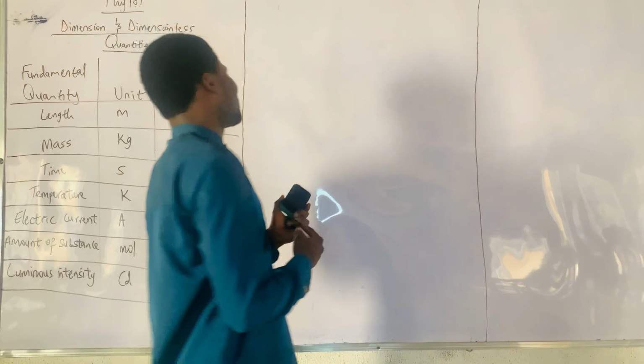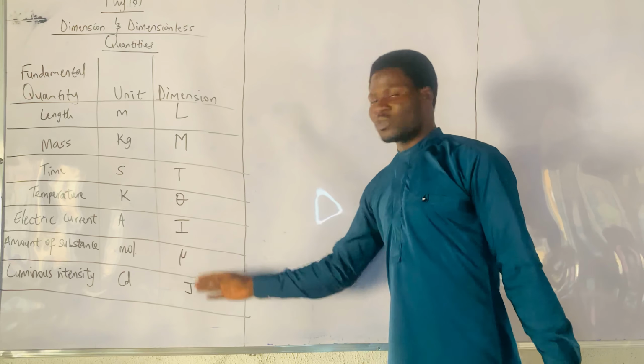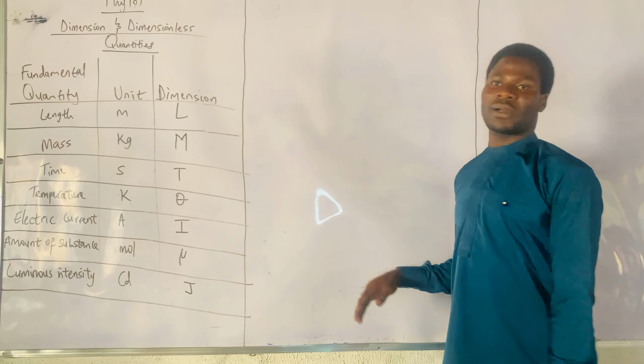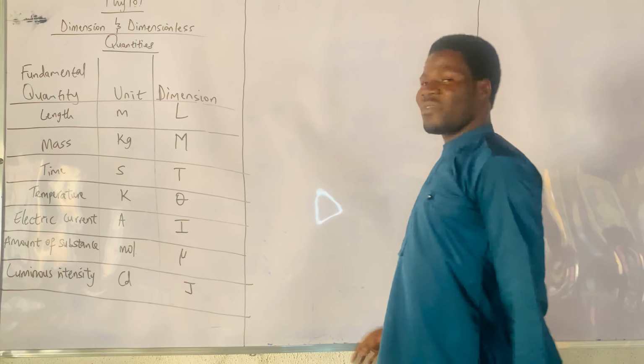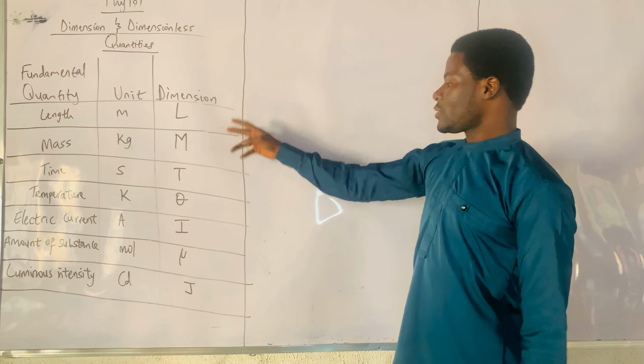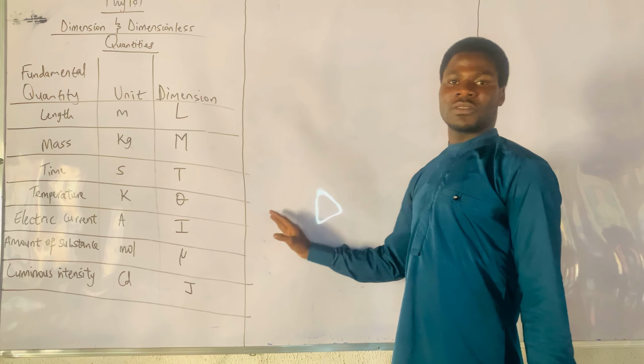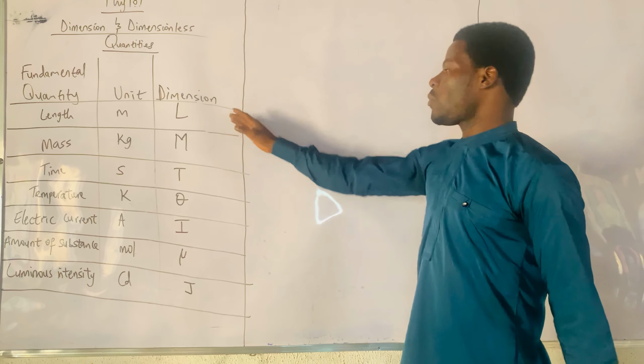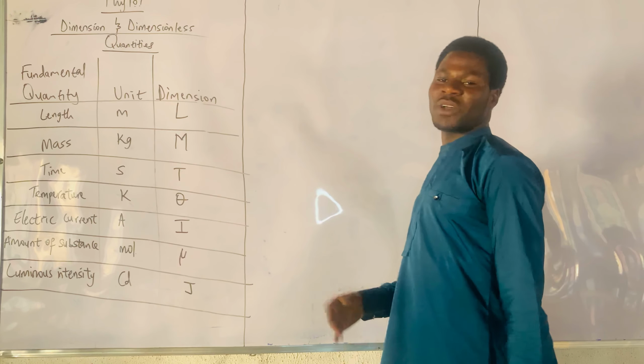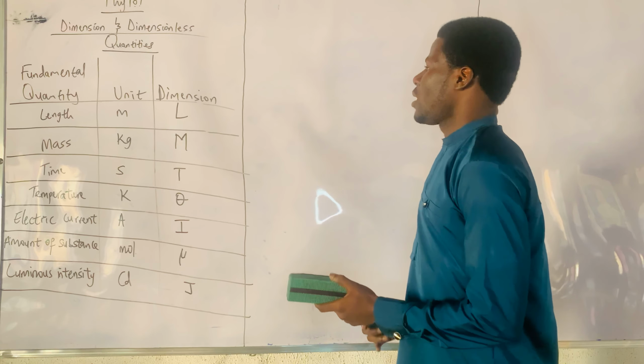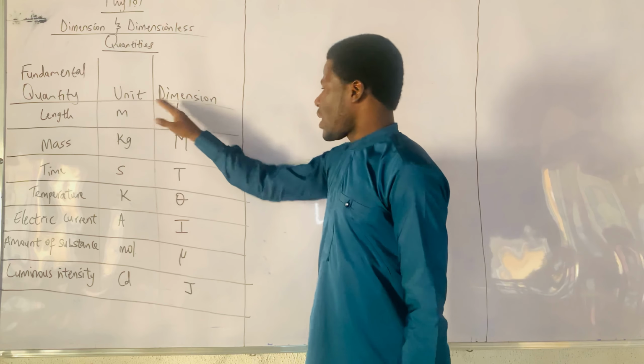The last two are not common. In fact, some people don't even use these two as dimension, just leave it blank. But the first five are very, very essential. So these are the common ones we use. The last two are not common. All right? So these are the dimensions of fundamental quantities.